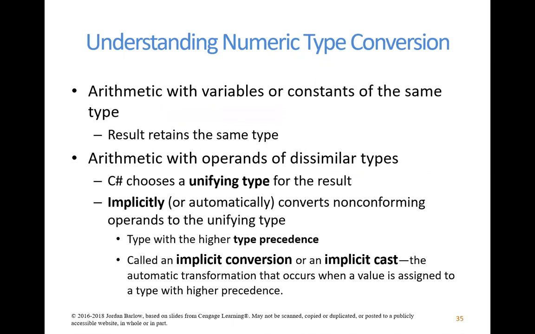In some cases, when you're doing arithmetic, so if you have a double and you add it to an integer, C# will just choose a unifying type. In that case, it would say, well, if you're adding a double to an integer, I think that makes sense that we can just save the result as a double. So it implicitly or automatically converts it to the type with the higher precedence. Now, precedence means the data type that is more specific. So a double has a higher precedence than an integer because it allows more precision with more decimal places.